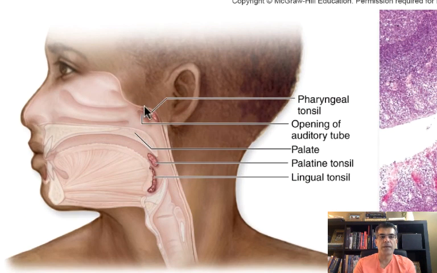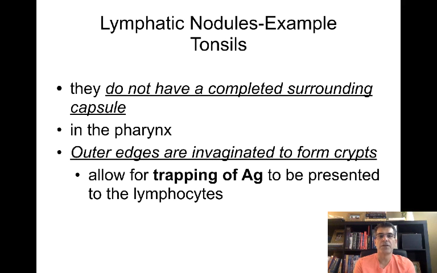Let's take a look. Here's your pharyngeal tonsil that opens to the nose. Here's your palatine tonsil that opens to the mouth. And this is your lingual tonsil by the base of your tongue. We have three sets of tonsils. Tonsils are lymph nodules, although they have incomplete capsule. So what's the function of tonsils? The same thing we said about nodules. They trap antigen and provoke your immune response.